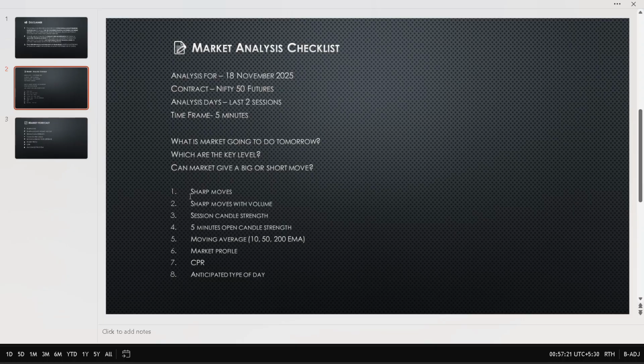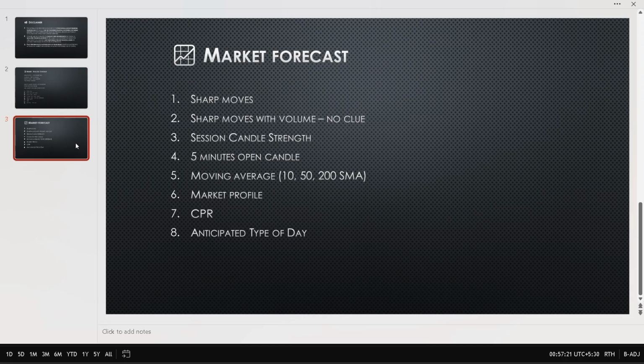We will follow the following 8 pointers for analyzing the market, which are sharp moves with volume, session candle strength, 5 minute open candle strength, moving averages, market profile, CPR, and anticipated type of day. Once we have all the details marked on the chart, we will summarize it in this page.